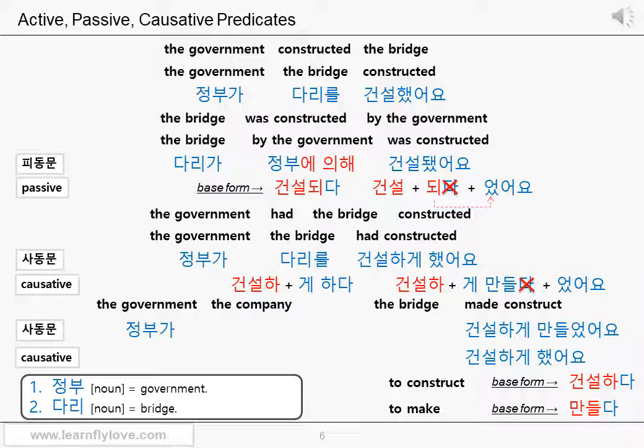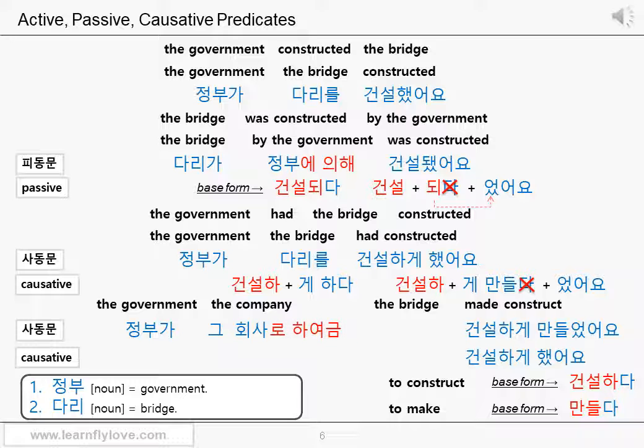So the government, 정부가, the company. Company is 회사 in Korean. Let's say you and the audience both know which company you are talking about. So you can just indicate the company with a modifier 그, which is used to indicate something you and the listener both already know. 그 can be also used as the translation of the English definite article the in many cases because 그 indicates something you and the listener both already know. The company, 그 회사.